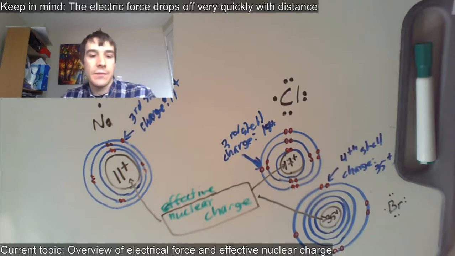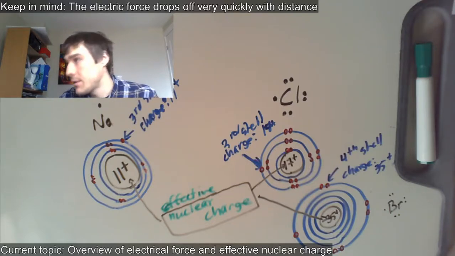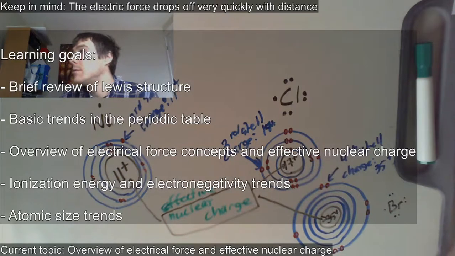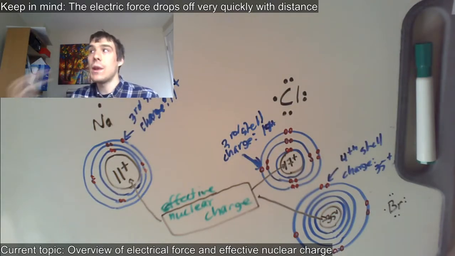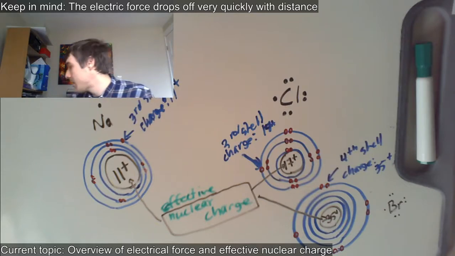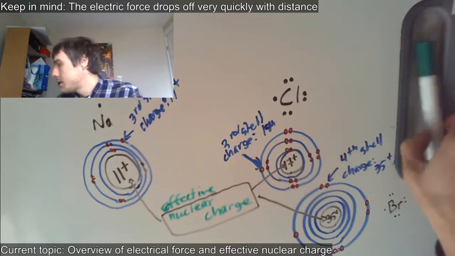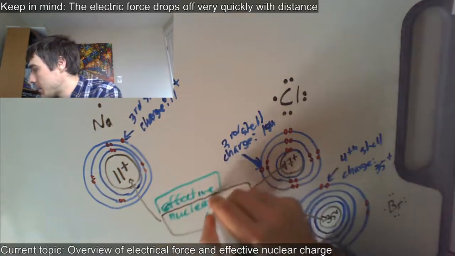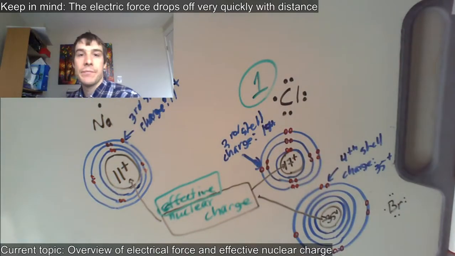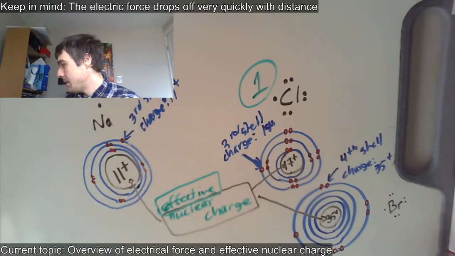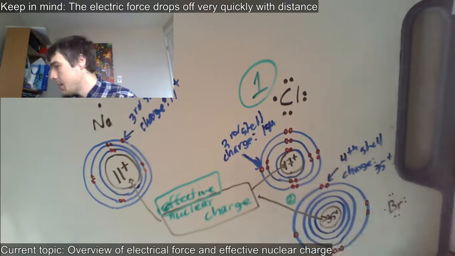That's an overview of electrical force concepts. That's what we were doing for electrical force. That's effective nuclear charge. So the curriculum wants you to be able to explain the concept of effective nuclear charge and then use it to explain why one thing might have more attraction than another. So in this scenario here, in terms of effective nuclear charge, this is number 1. That's number 1 for effective nuclear charge. Sodium versus bromine. Bromine, I believe, is number 2, and sodium is number 3.